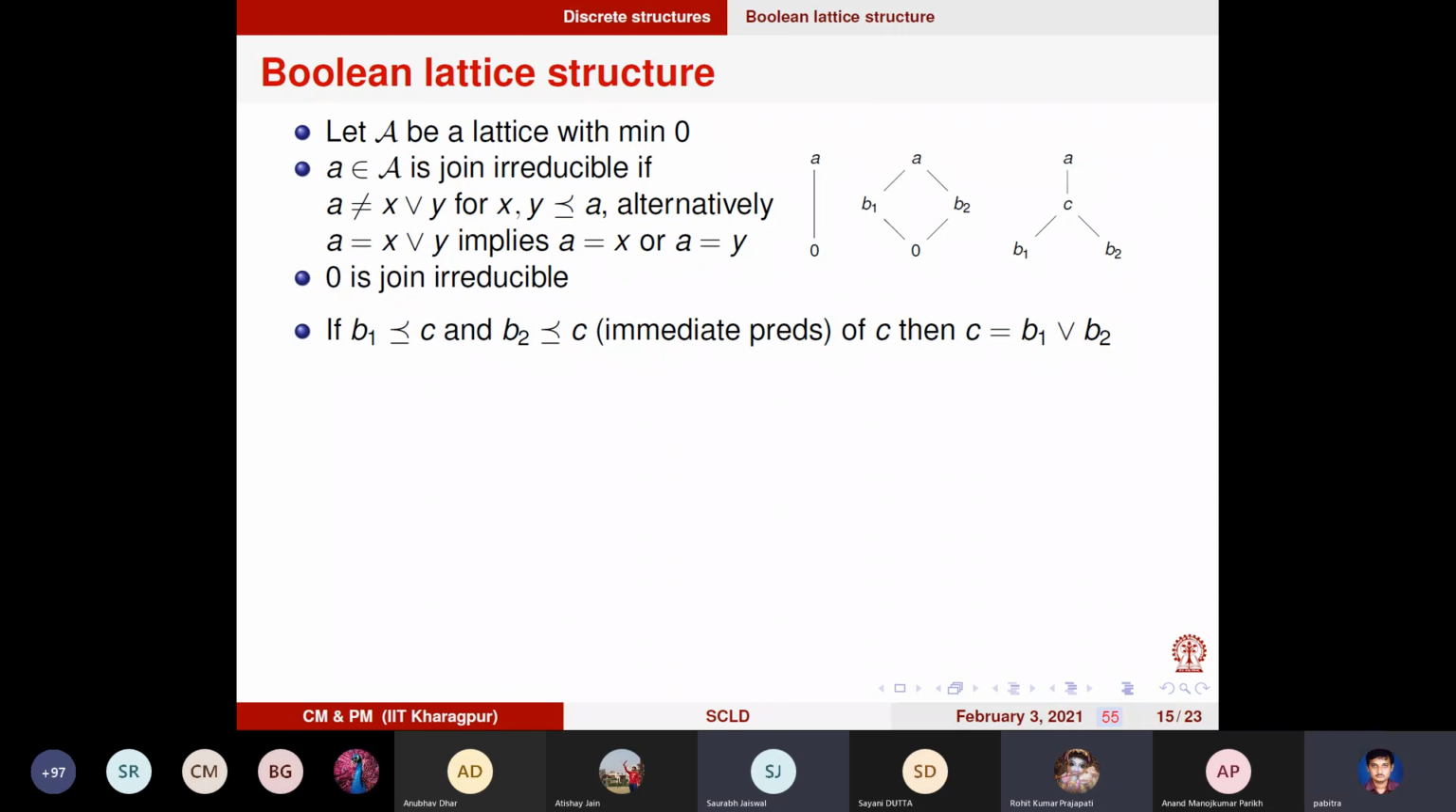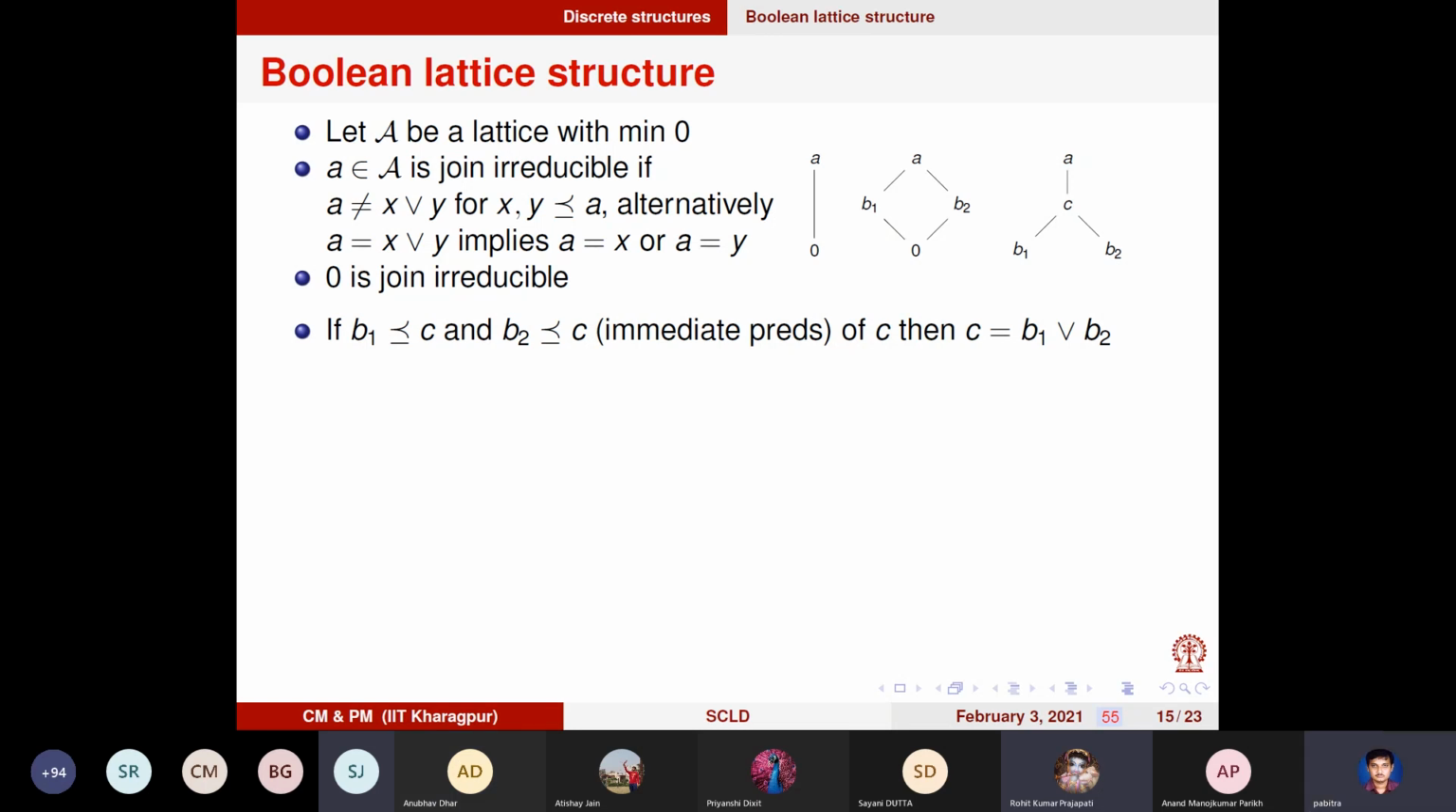Excuse me, sir. In the second diagram, A is not join irreducible, right? Let us see, I have not yet reached that point. So is B1 join irreducible? Yes, sir. Why? Because only B1 join B1 and B1 join 0 give B1. So these two are the only joins that exist.